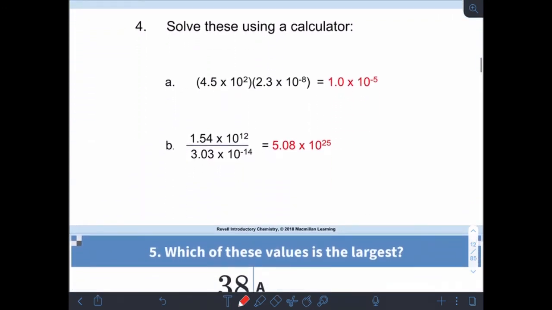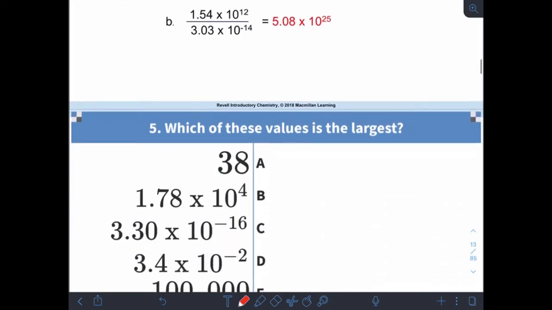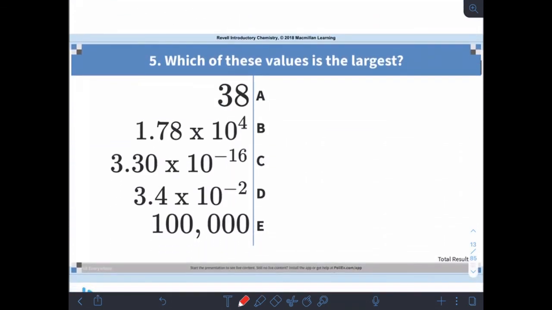Okay, looks like we have the correct answer. Thank you, slides. All right, question 5. Which of these is the largest value? We can say right away, we have a negative exponent and a negative exponent. Those are going to be very small numbers, so definitely not in the running for being the largest value. So we can immediately cancel out those possibilities.